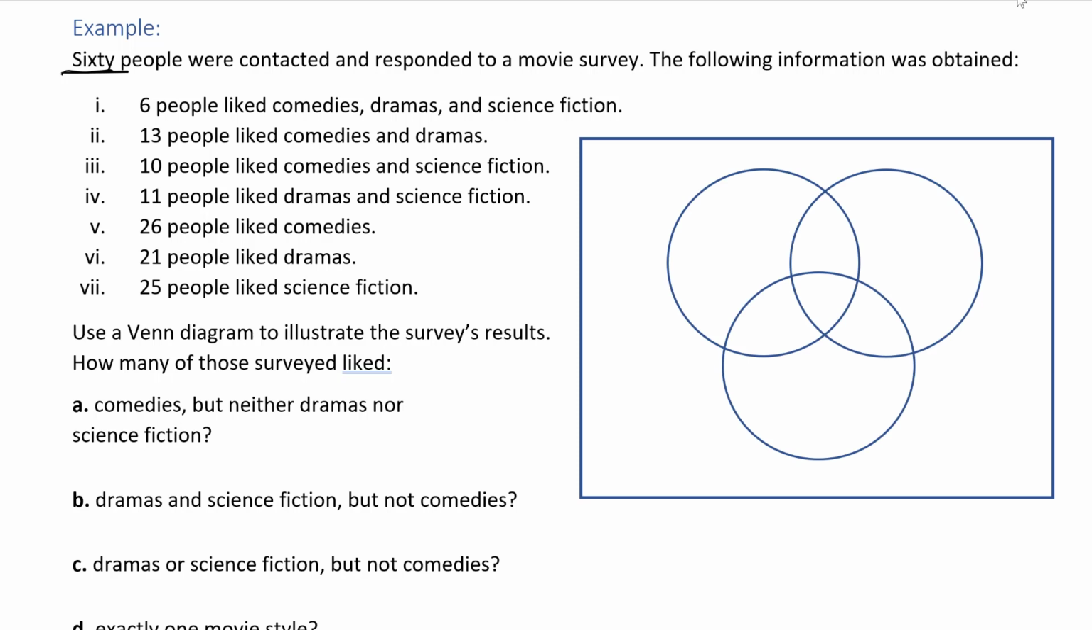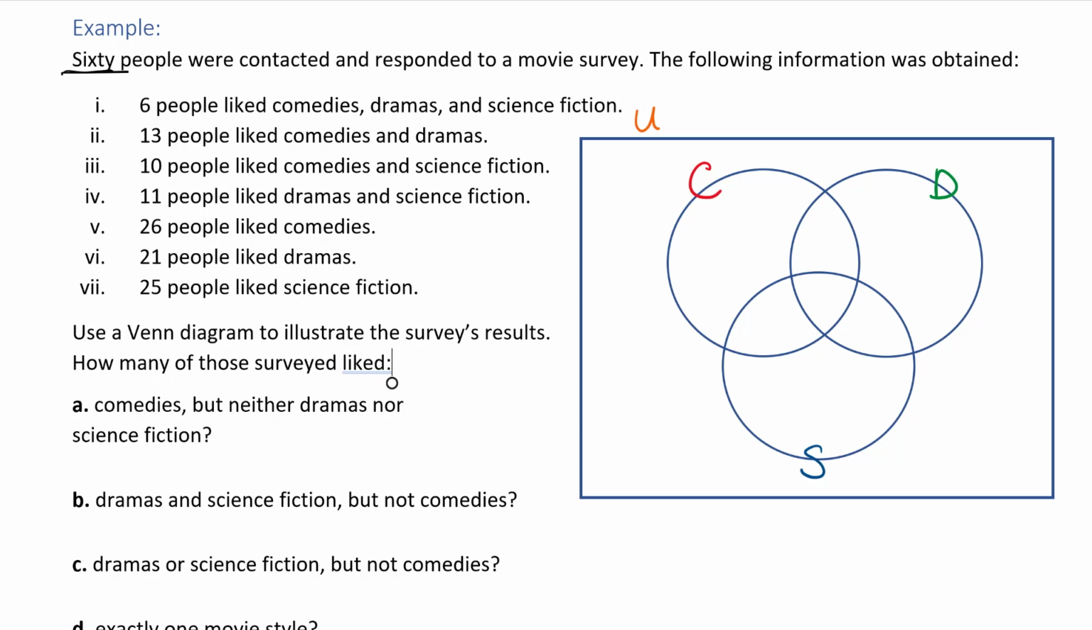And because all of the people surveyed came from the same pool, and they were asked about 3 different topics, each one of the circles is going to be one of those topics. So we will say C for comedies, D for dramas, and S for sci-fi. Okay? And then our U universal set would be the entire box, which would be all 60 people. So after I get this all filled in, I want all of these numbers to add up to 60.